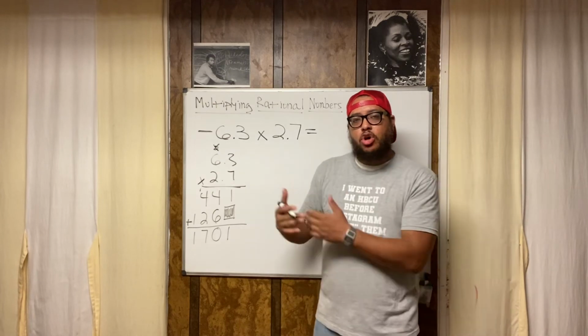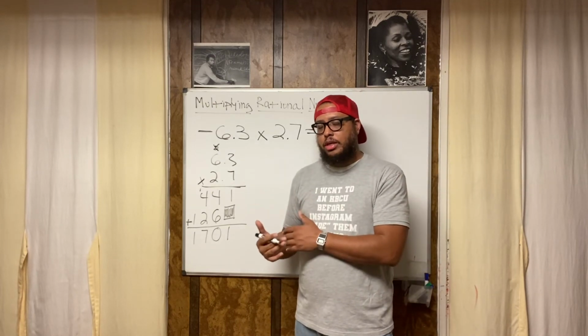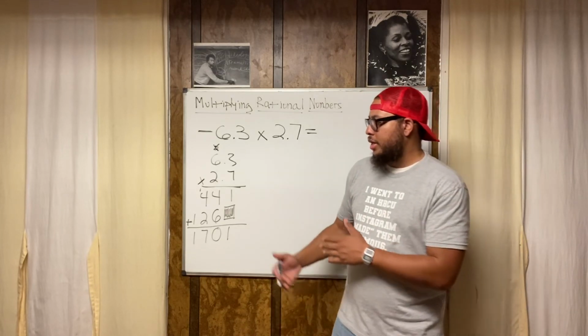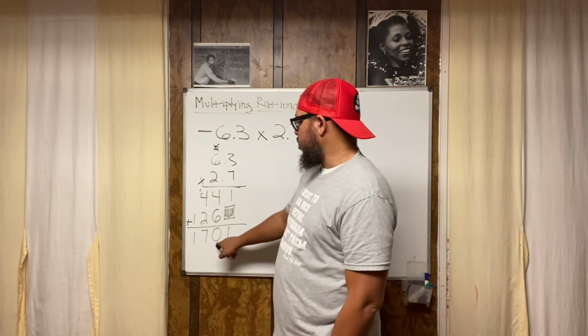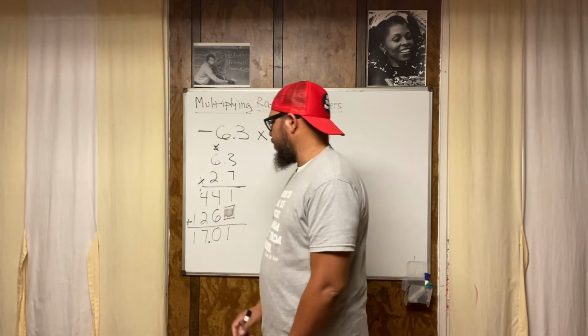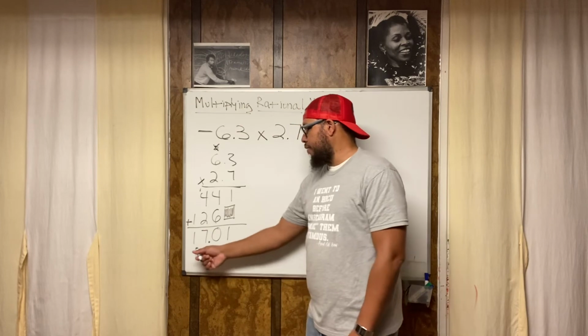So if it's 2 digits altogether to the right of the decimal point in the original numbers, it's got to be 2 digits to the right of the decimal point in the product. So that means this 0 and this 1 are going to be to the right of the decimal point. So you put the decimal point right there. And your final answer is 17.1.